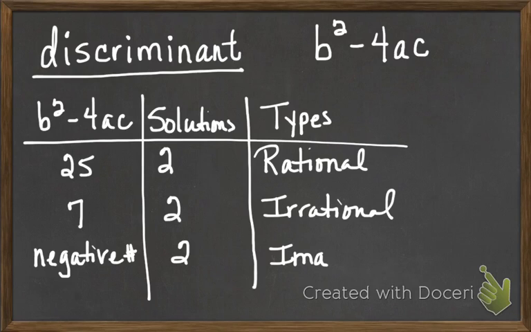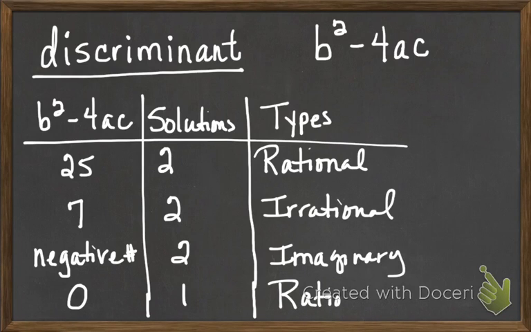Why do you think they're going to be imaginary? Because you're putting a negative underneath the square root. Now your book goes into a little more detail, but if you just use this chart, there's one more situation. If the discriminant is 0, that's the only time you're not going to have two solutions. You're only going to have one solution, and it's going to be rational, because the square root of 0 is 0, so your solution will be rational there.